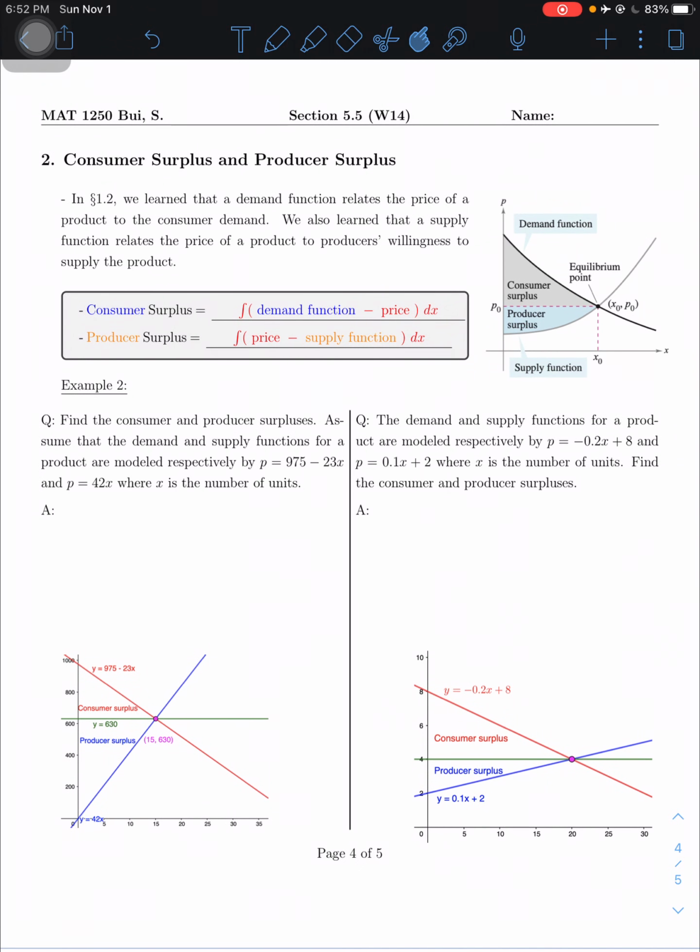Okay, and this one, just a heads up, you're going to see it on the final. So make sure you pay really good attention to this one. All right, consumer surplus and producer surplus. Okay, in terms of business, it means a lot.